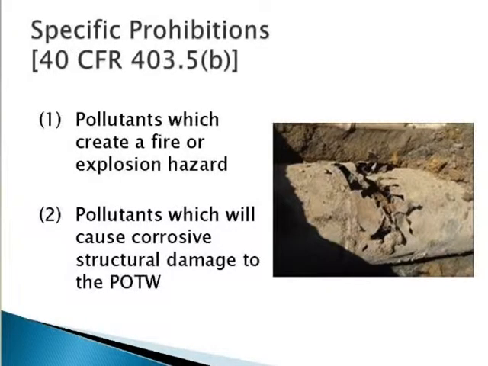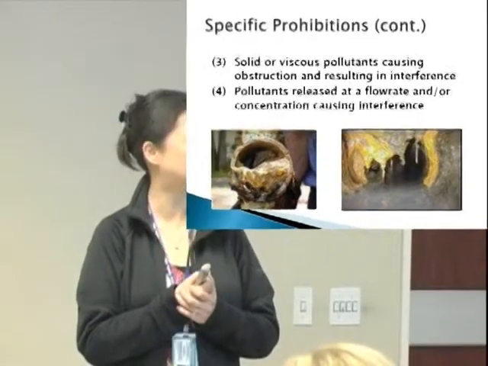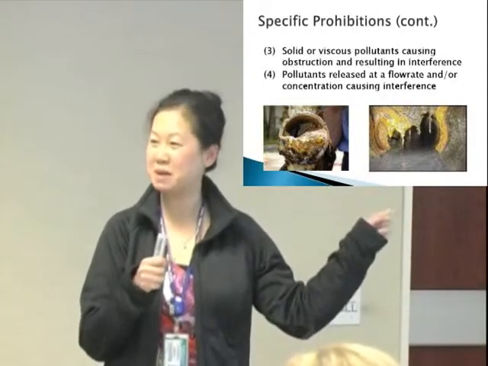Other specific prohibitions include fire and explosion hazards and corrosive damage, like Chuck mentioned. We'll go through this really quick. There are some pictures of obstruction: grease and sugars and all sorts of nastiness. The one on the left is Pizza Hut. Imagine your arteries. So these are the specific prohibitions that are in the federal regs and the pretreatment regs.